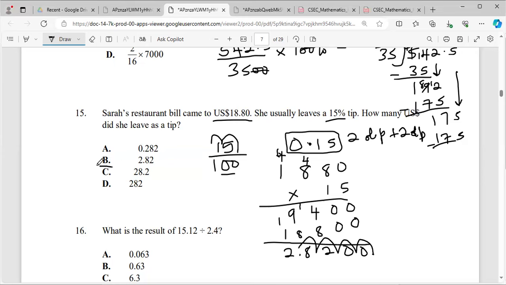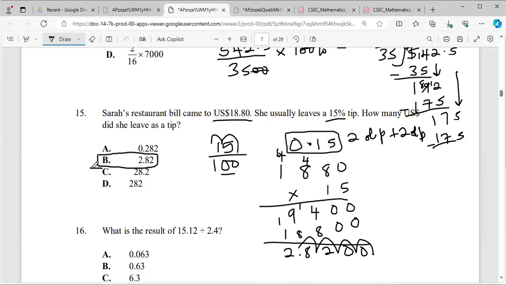2. You just drop off the zeros. So it's 2.8200. So it's actually B. Let's be realistic, guys. From you look at it, you should be able to eliminate these.